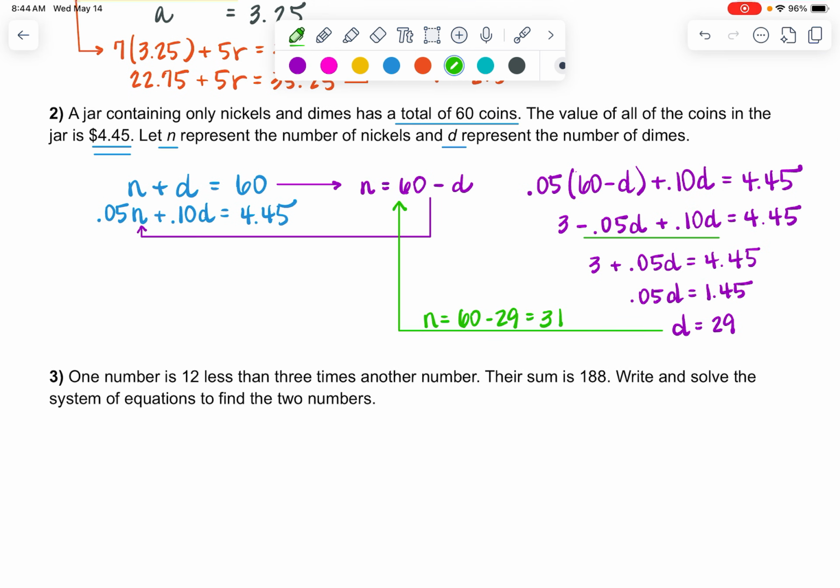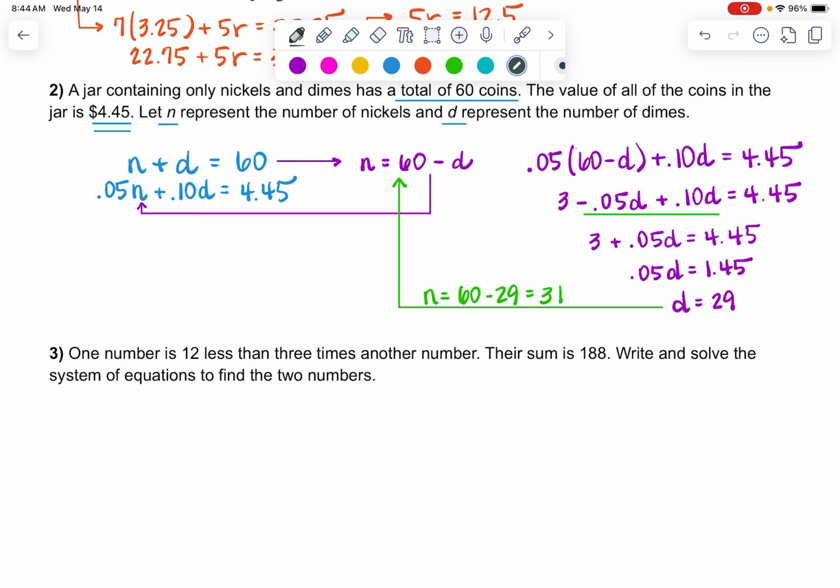Okay, sorry, I got lots of arrows going on there. So I'm just going to check my answer really quick. I'm just going to multiply 31 times 5 cents and 29 times 10 cents and just make doubly sure I get $4.45. And I do. So I'm pretty good with our answer there. So we have 31 nickels and 29 dimes.